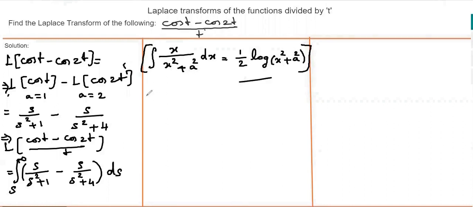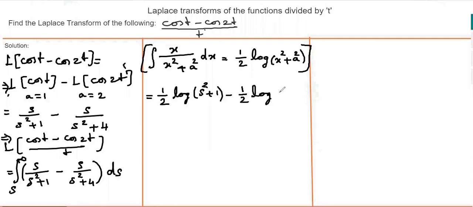So I'm going to integrate now. It is half, let me write it in the front. For the first term I'm writing s by s square plus 1. So it is half log, what is the denominator? S square plus 1. After applying to the first term, I am going to the second term. It is s by s square plus 4. For that it is half log s square plus 4. And my limits are from s to infinity. You have to apply the limits.